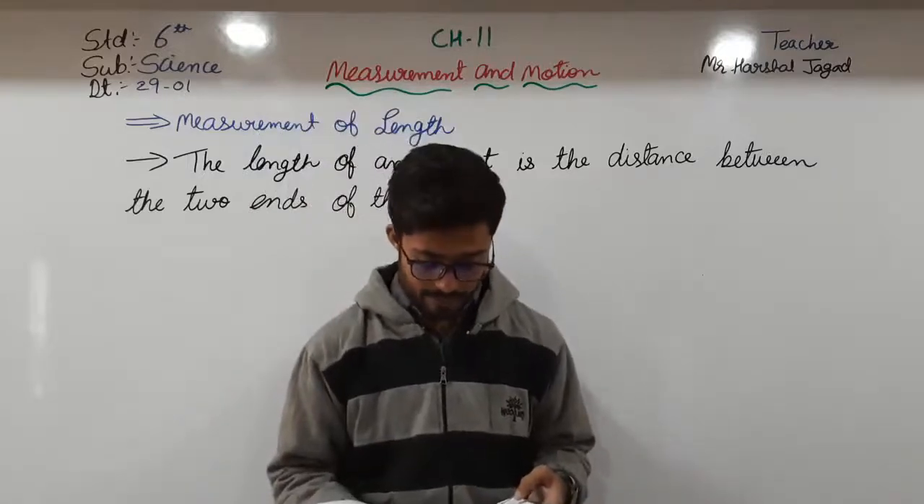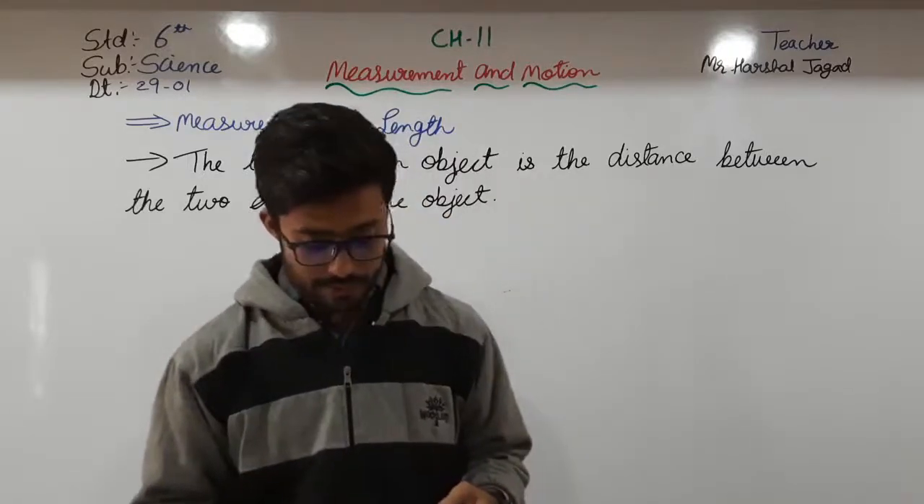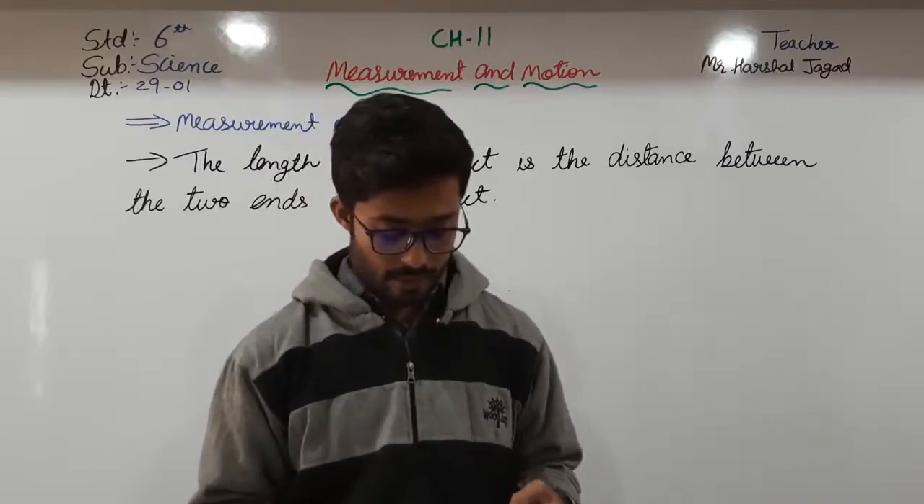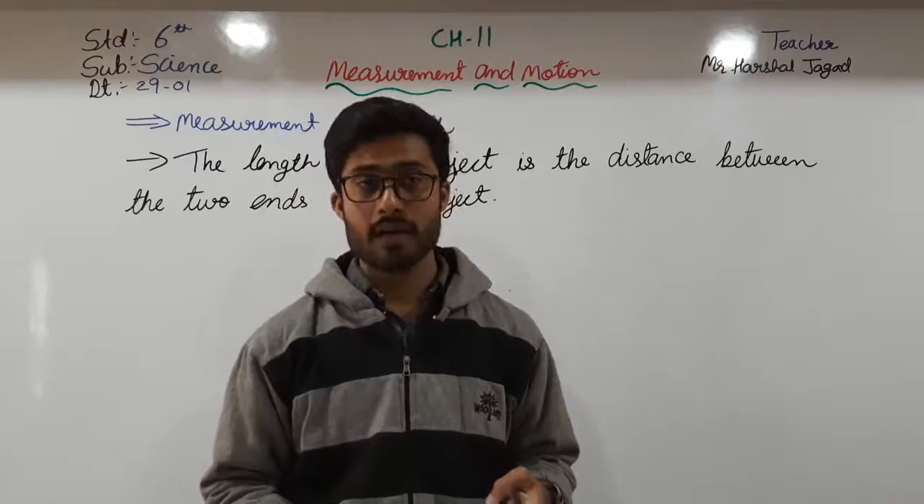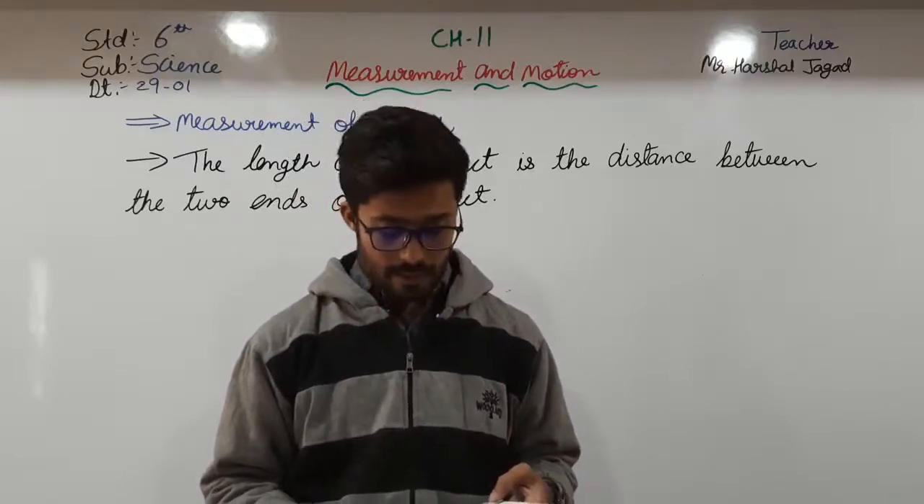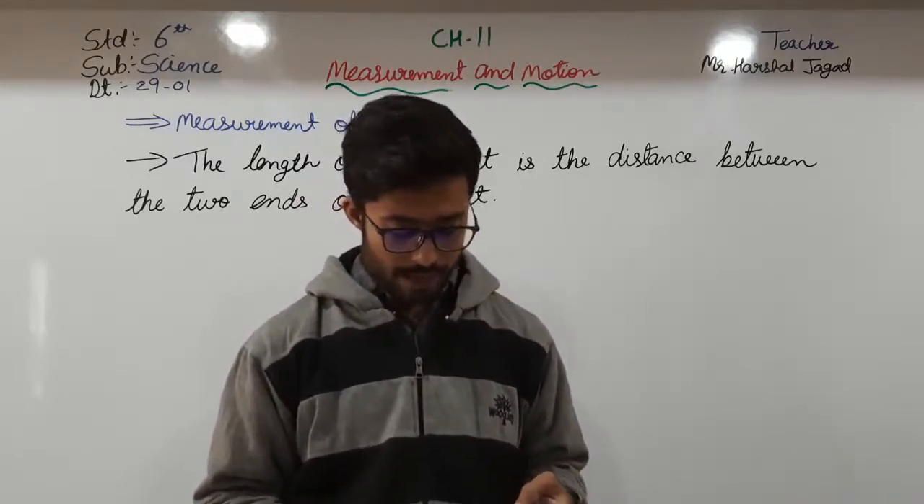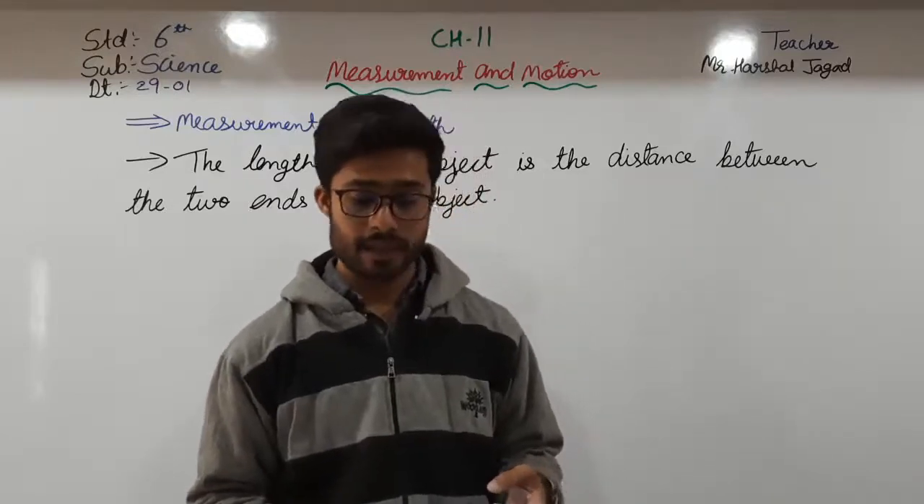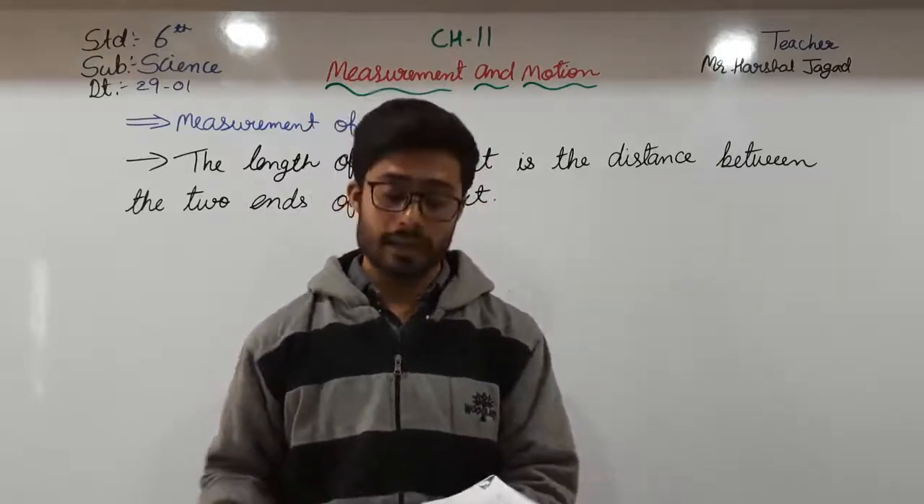Then, when you read an instrument such as a ruler, your eye should be exactly above the mark you read. If you read it from an angle, you are likely to make mistakes. Okay, it should be above it only.